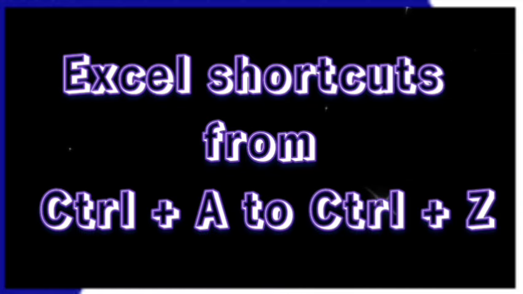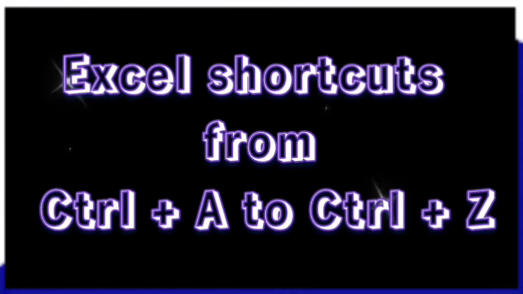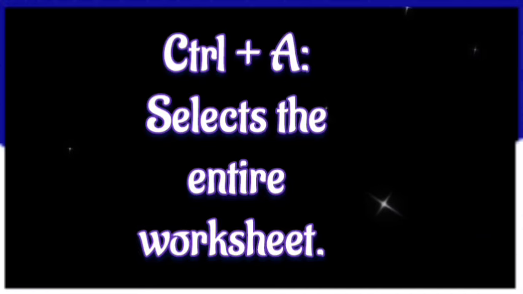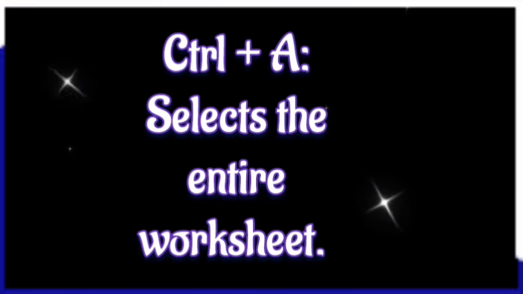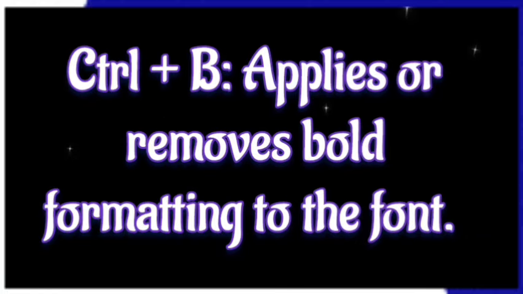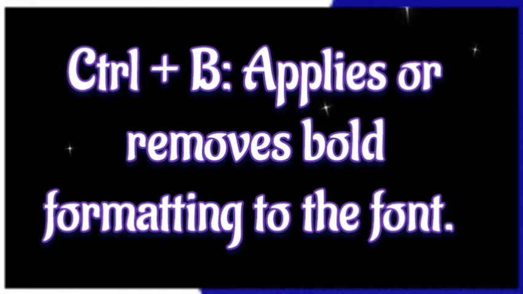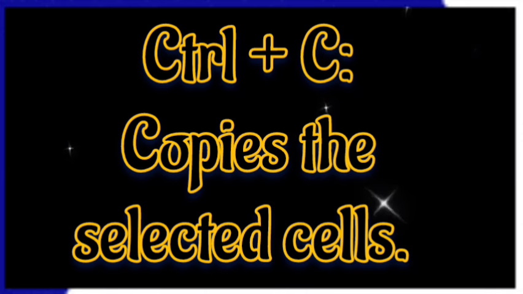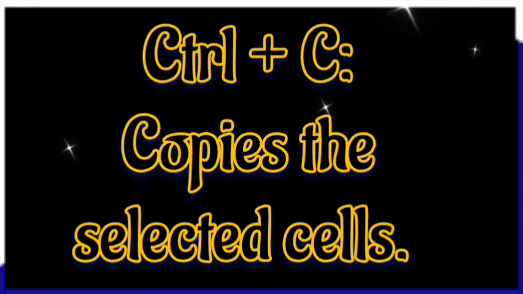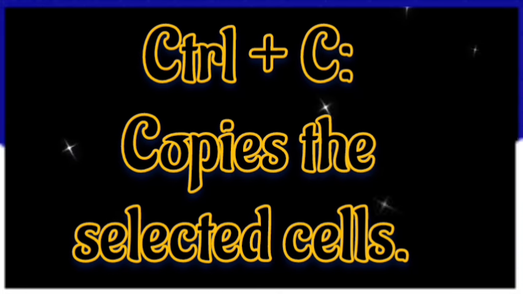Today we are going to see Excel shortcuts from CTRL plus A to CTRL plus Z. CTRL plus A, select the entire worksheet. CTRL plus B applies or removes bold formatting to the font. CTRL plus C copies the selected cells.